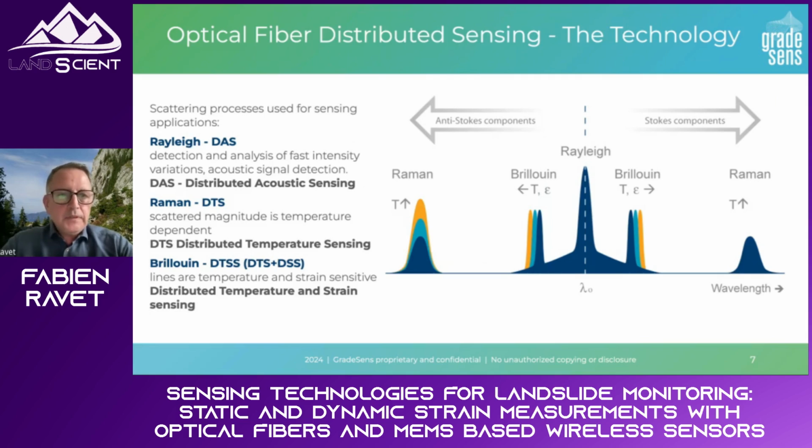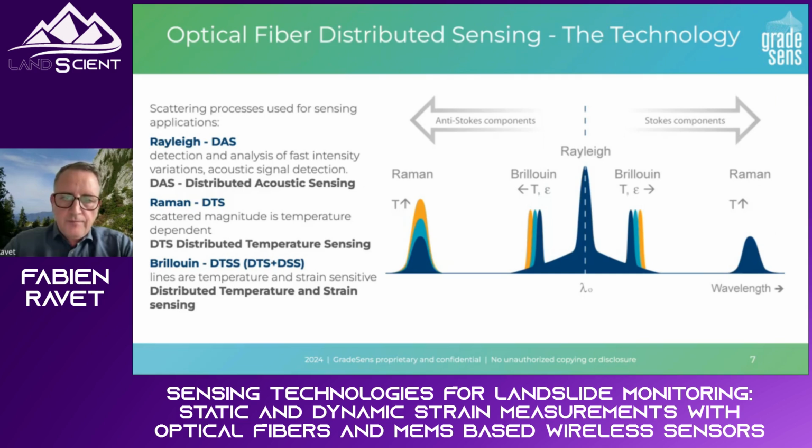The only negative point, let's say, is that we cannot have just one interrogator that does everything, because each type of signal requires very distinct optoelectronics to create the pulse, to generate the scattering, and to analyze the light that's coming back. So we need three boxes, three interrogators.